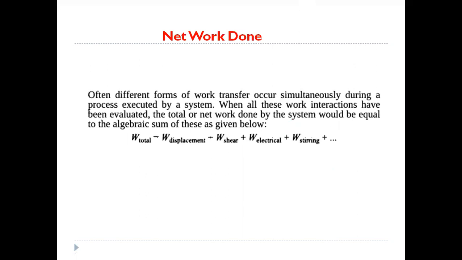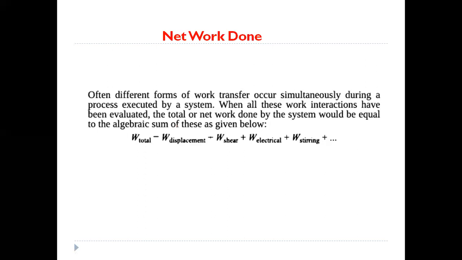So the net work done on the system is given by adding all the work done. Often different forms of work transfer occur simultaneously during a process executed by a system. When all these work interactions have been evaluated, the total or net work done by the system would be equal to the algebraic sum.